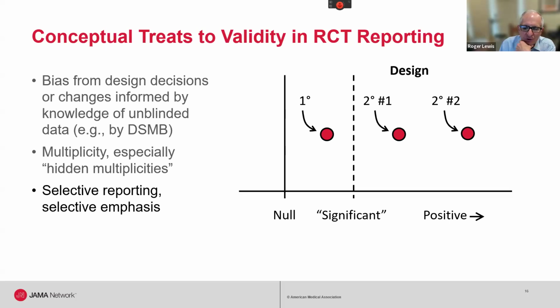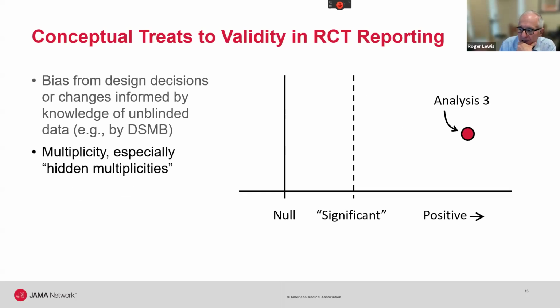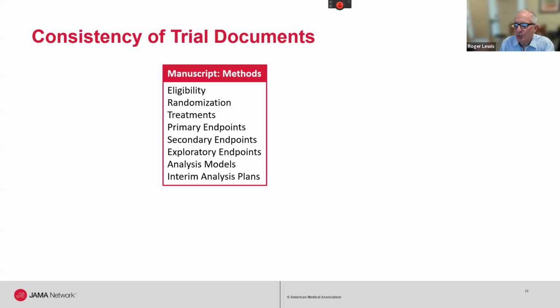Because this is part of a journal's responsibility to try to minimize how much of this gets into the medical literature. And I will tell you that historically, there is a lot of stuff published in the medical literature where what you're seeing in the article is in fact only one of multiple things the investigators tried, and you have no idea what the other ones are. Okay. So what we do is we look at the consistency of the trial documents.